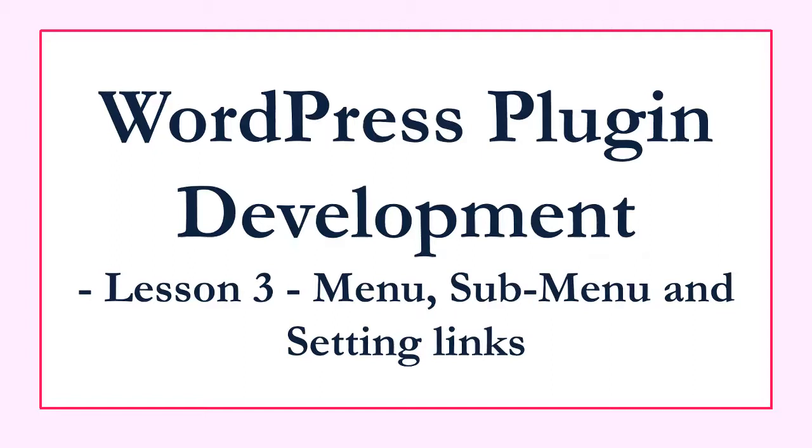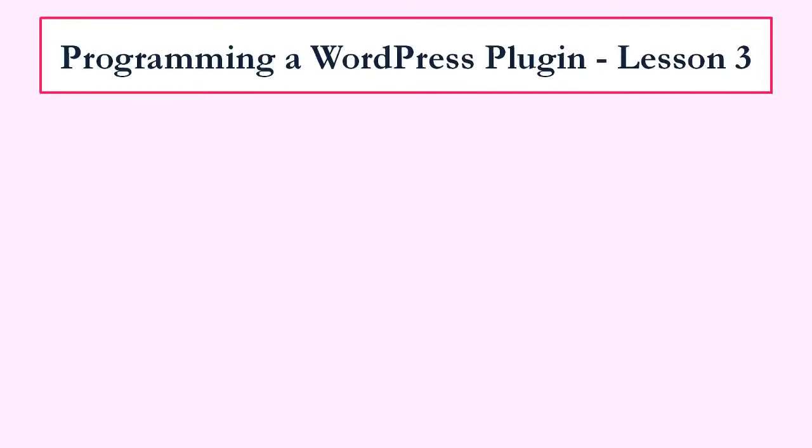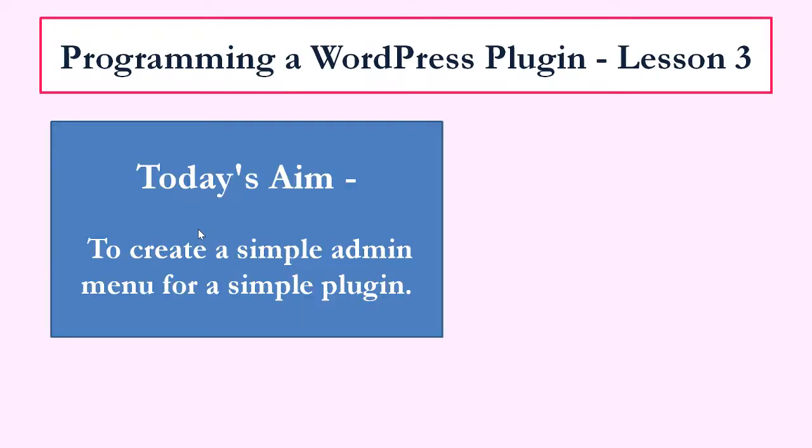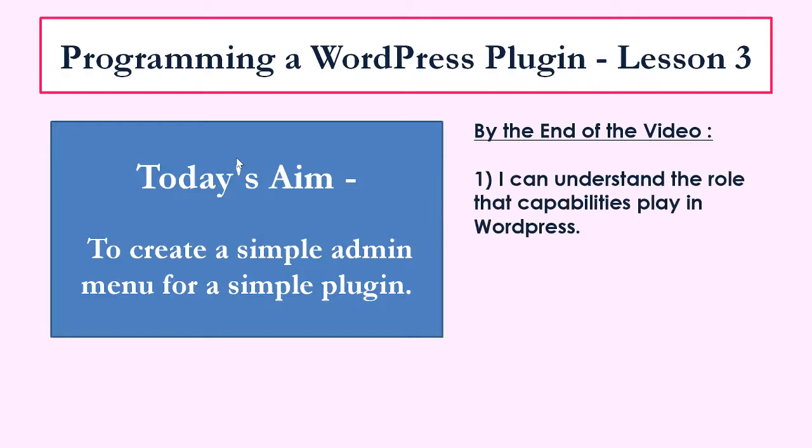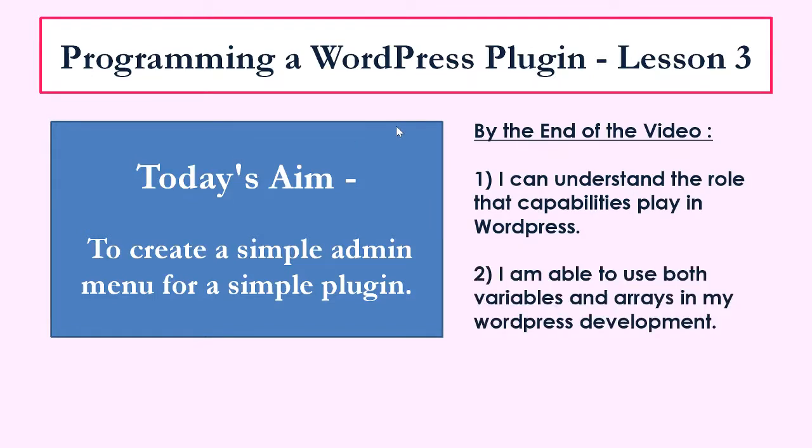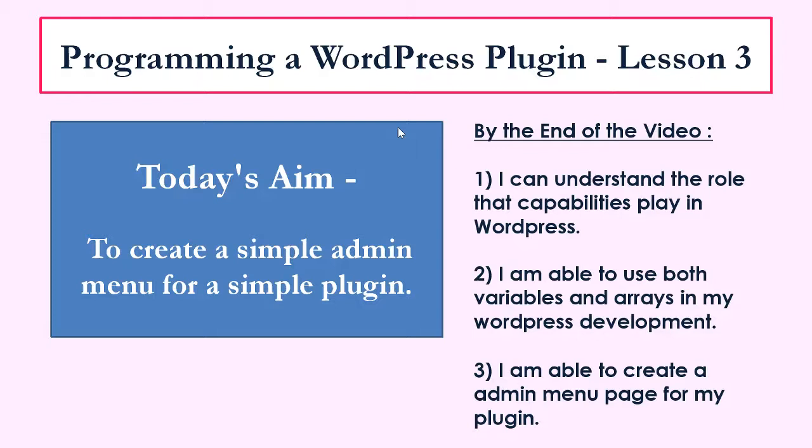In this lesson we're going to be looking at how to add a menu, submenu and setting links to our plugin. In this video our big aim is to create a simple plugin with a menu page, a submenu page and a setting link. By the end of the video we should be able to understand the role that capabilities play in WordPress. We should be able to use both variables and arrays in WordPress development, and you should be able to create an admin menu page, a submenu page, as well as a setting link.